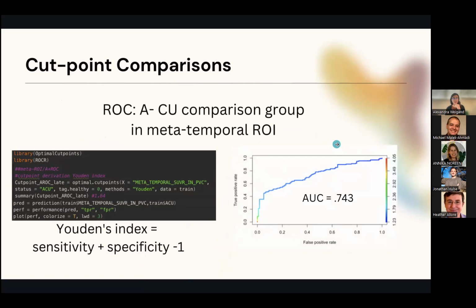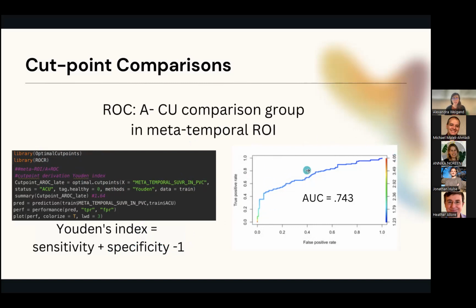So I wanted to throw just a little bit of my code up here to show you what it looked like. To create the cut points using those ROC curves, this is just an example of using the amyloid negative cognitively unimpaired comparison group and the metatemporal ROI. I use the packages optimal cut points and ROCR. And you can see here that in the optimal cut points function, you insert your variable that you want to create the cut points for, your status or grouping variable that you want to use to identify the correct cut point, and then the specific method you wanted to use. Here I used Youden's index, which is sensitivity plus specificity minus 1.